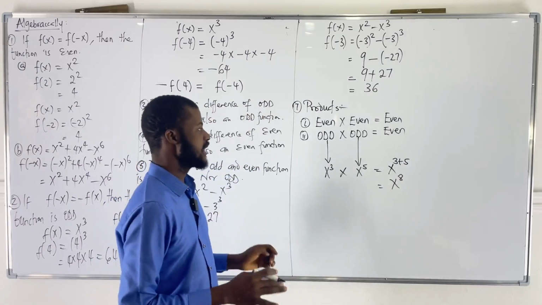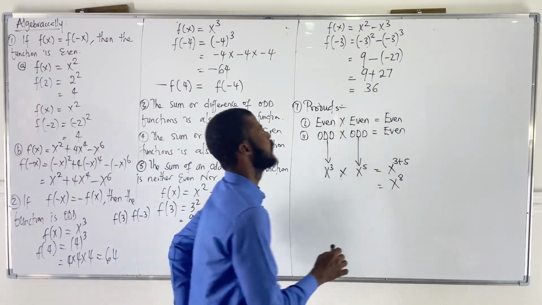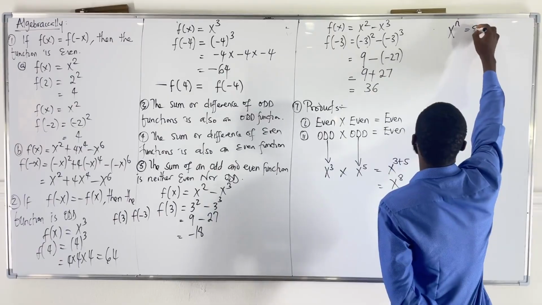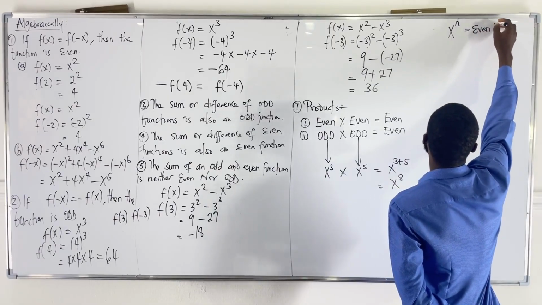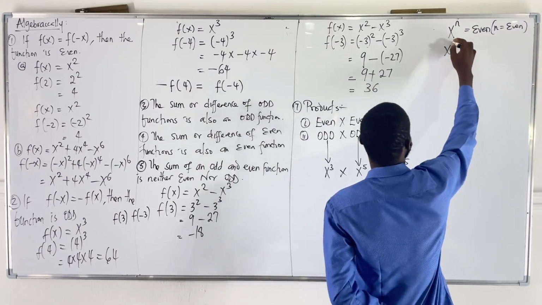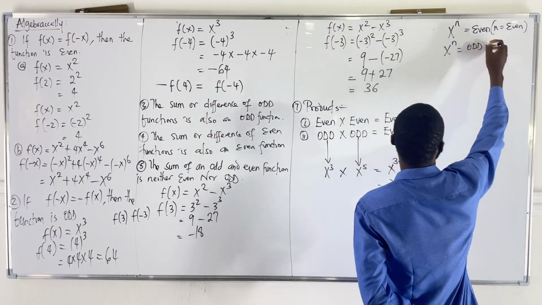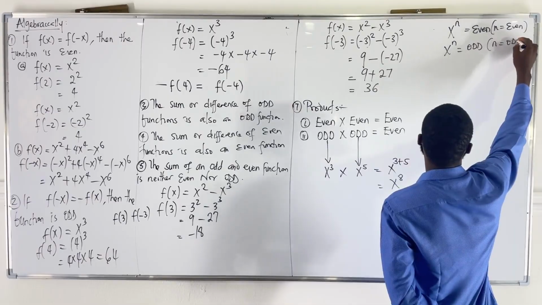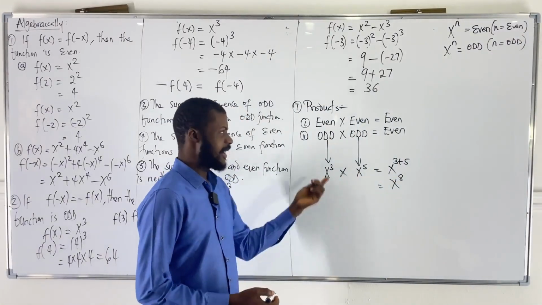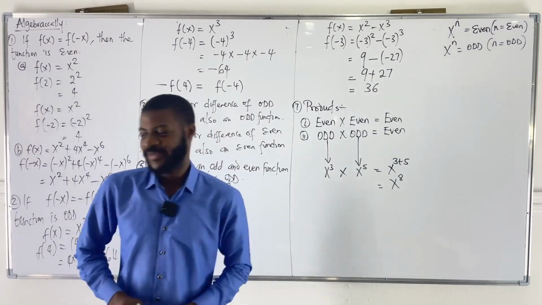The result will be what? Even. Very beautiful thing. So you can just write it somewhere that x to the power of n is even if n is even. Then x to the power of n is odd if n is odd. So this is it. This is just it. So we have an even function. Let's proceed.